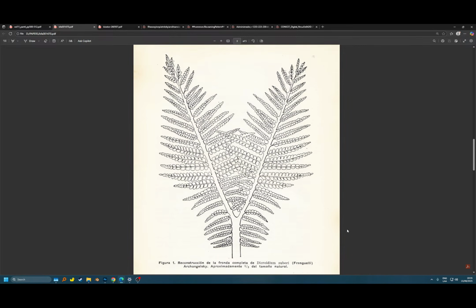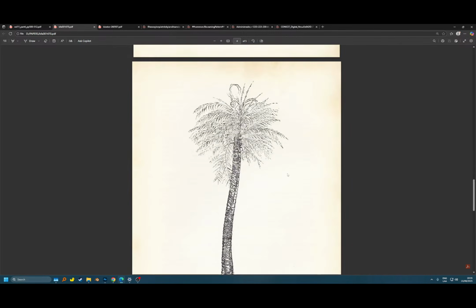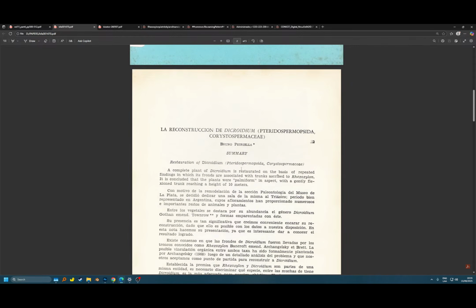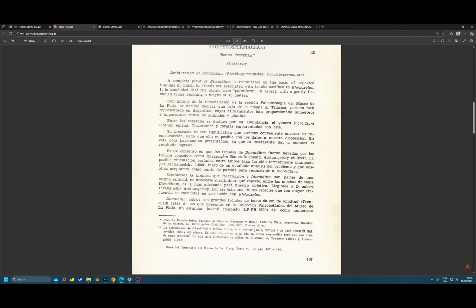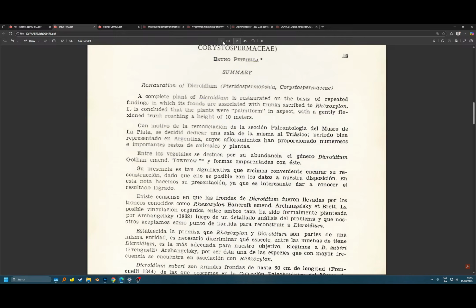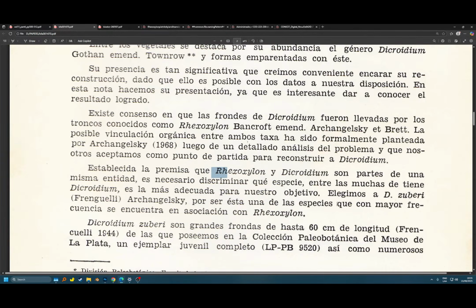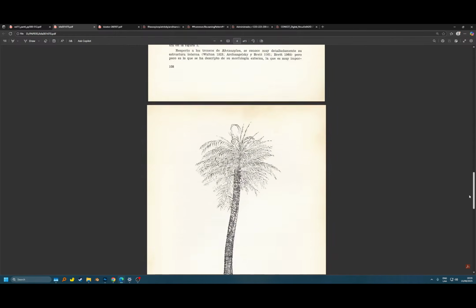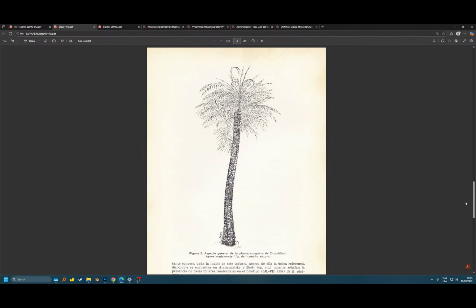Dicroidium zuberi. The wood of this tree is Rhexoxylon. Rhexoxylon tschirkowii is the species. Rhexoxylon is here. This reconstruction was the first one. And I think that it's wrong.